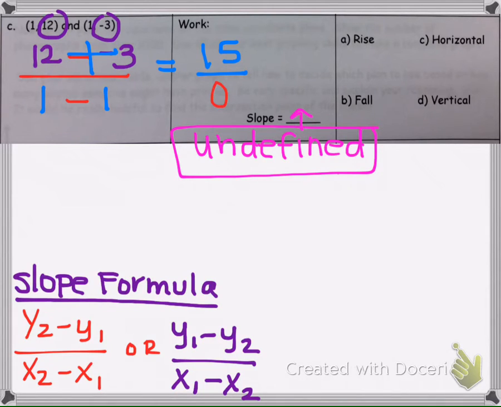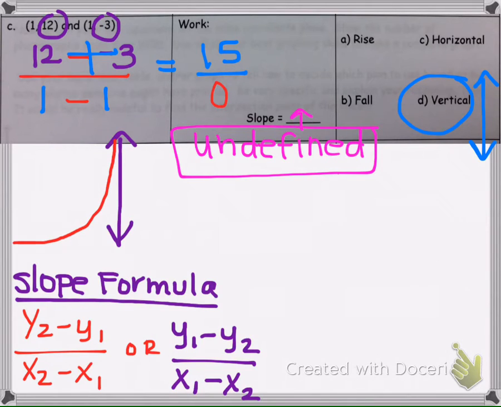So if we have an undefined slope, it's not going up, it's not rising, it's not falling, it's going to be vertical. So remember I gave you an example in class that if we have a slope that's undefined, if I have a roller coaster going like this, it's really scary. You're going to go undefined as it comes back down. So that's how I remember that the slope of a vertical line is undefined.